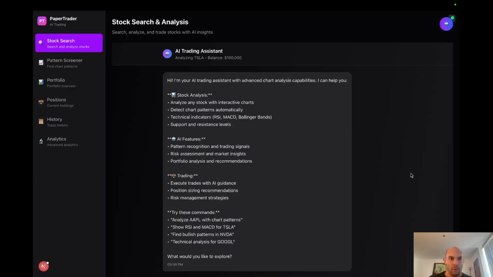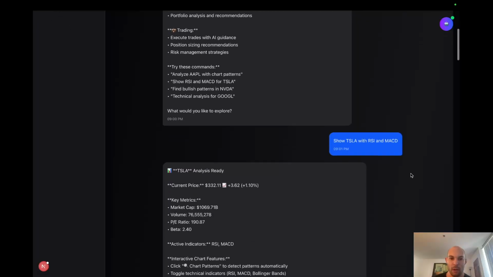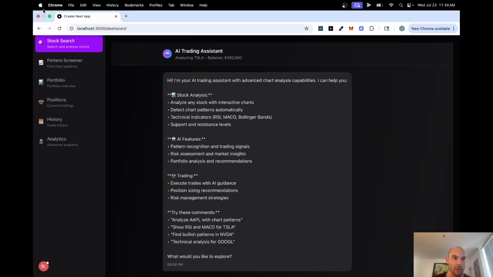All right, so here we are. I ended up doing some work off camera, and I was able to get the trading assistant to actually use the Claude 4 API to search the web. So now you can do better searches. For example, we'll just start it over.